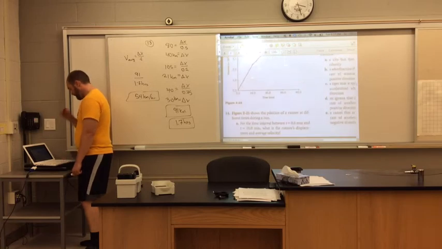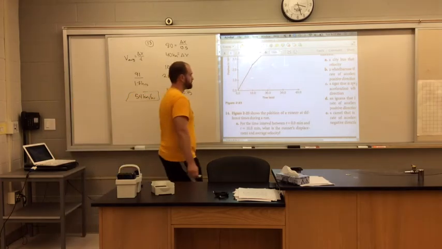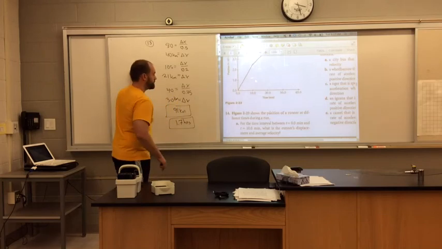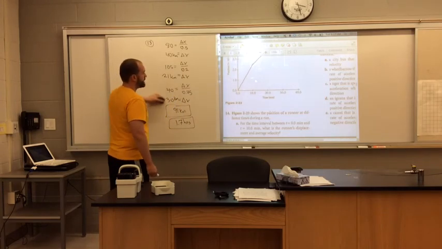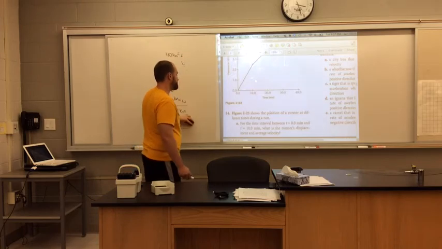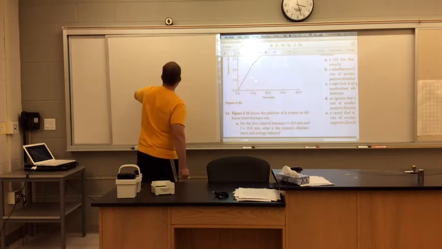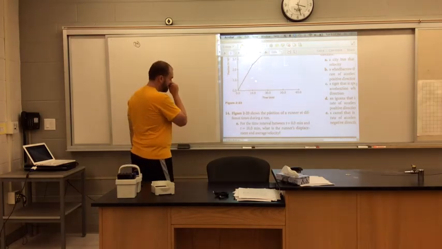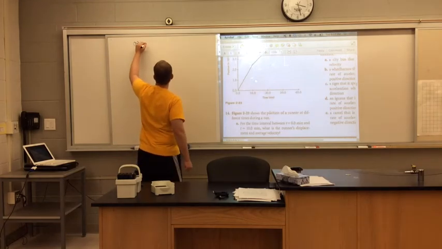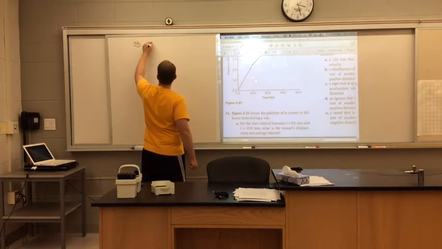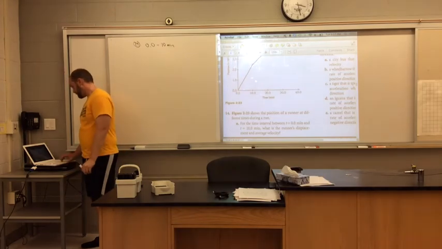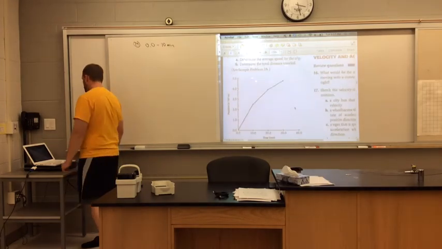Oh yeah, this one takes a while. Okay, so this is 14. This graph up here, which I'll scroll down to, shows the position of a runner at different times during a run. For the time interval between 0 and 10 minutes, what's the runner's displacement and average velocity? So here we go, this is 14. And we want to know from time 0 to 10 minutes. What's going on? They want both the displacement and the velocity.